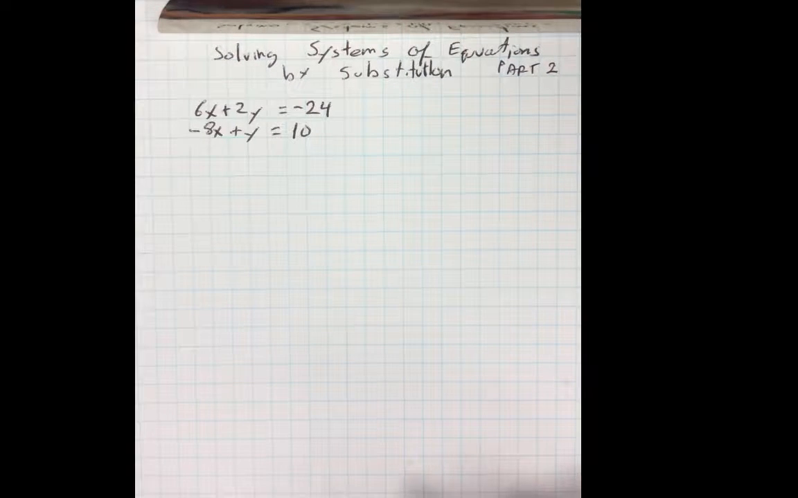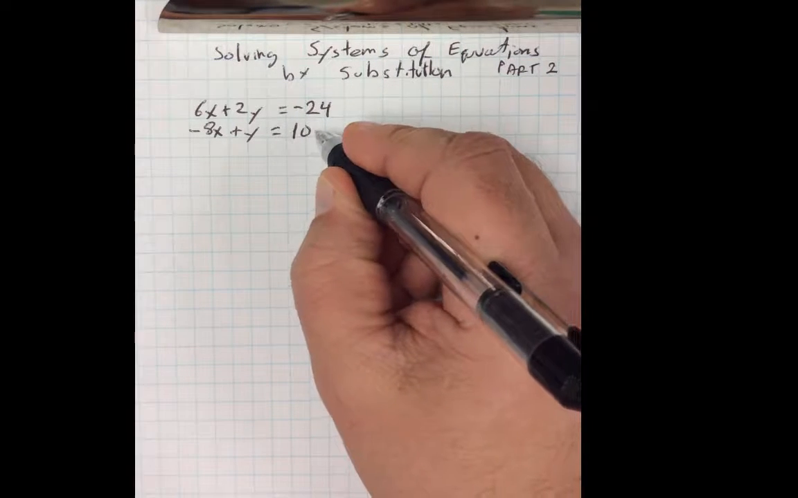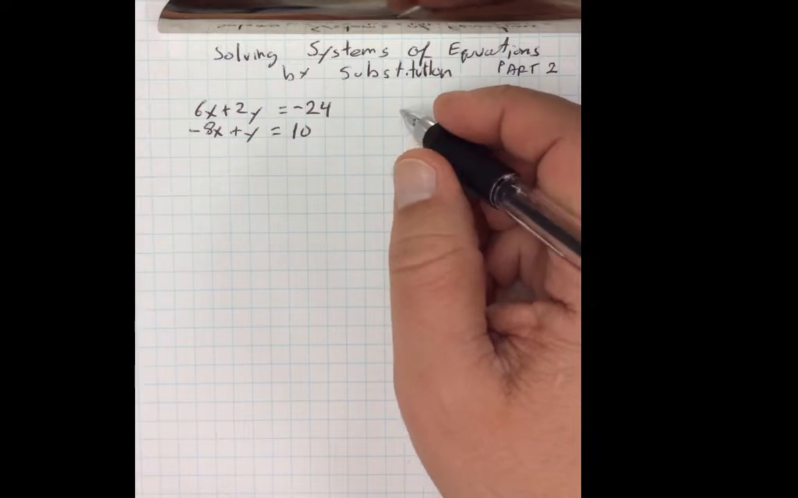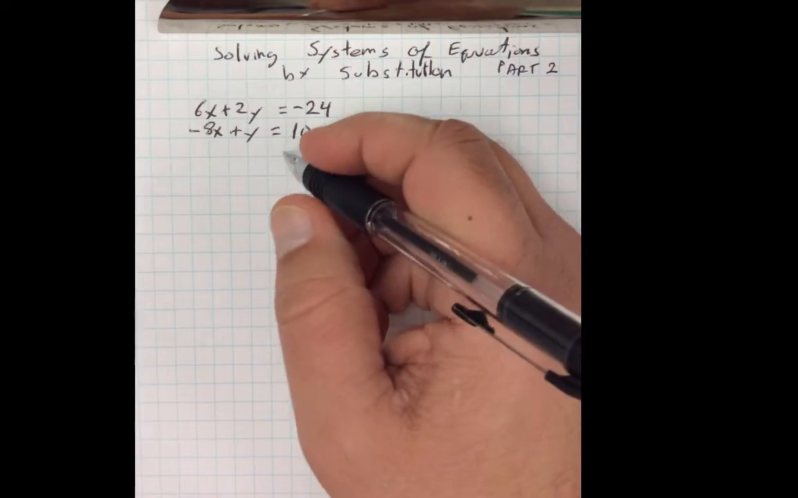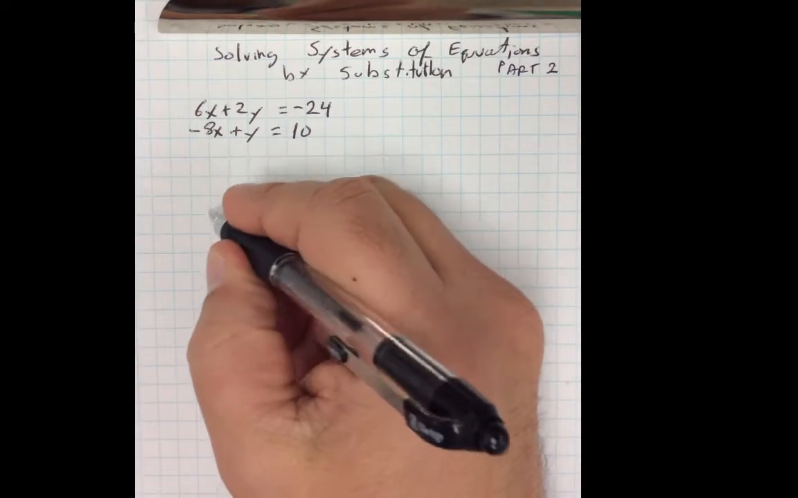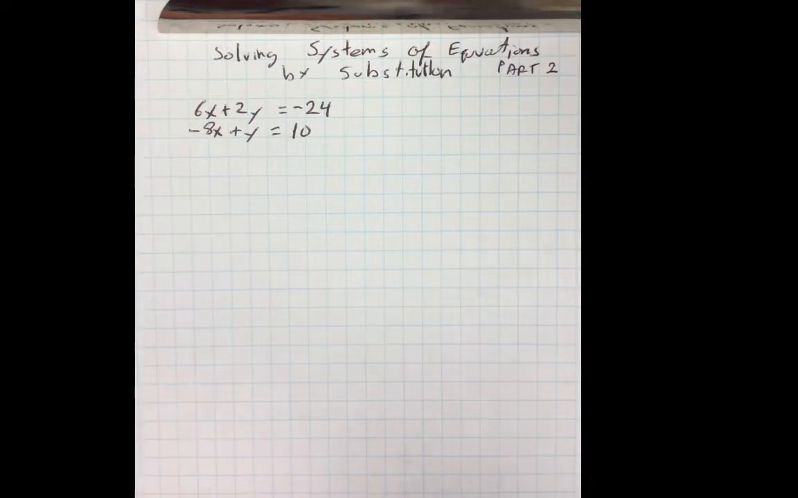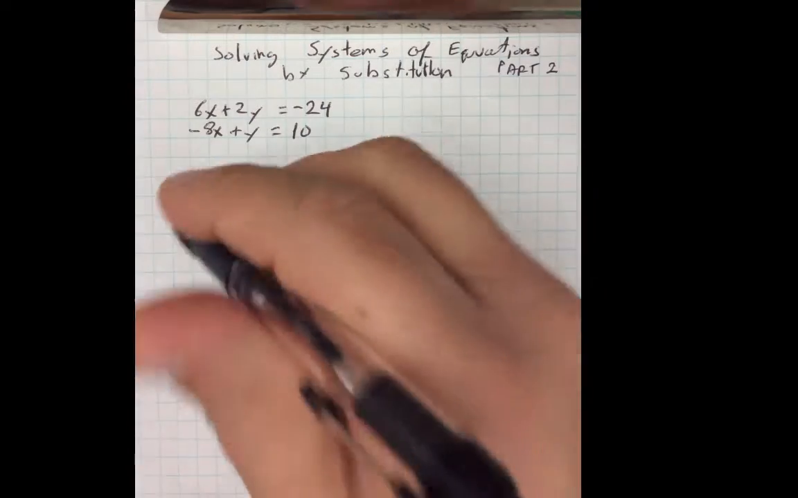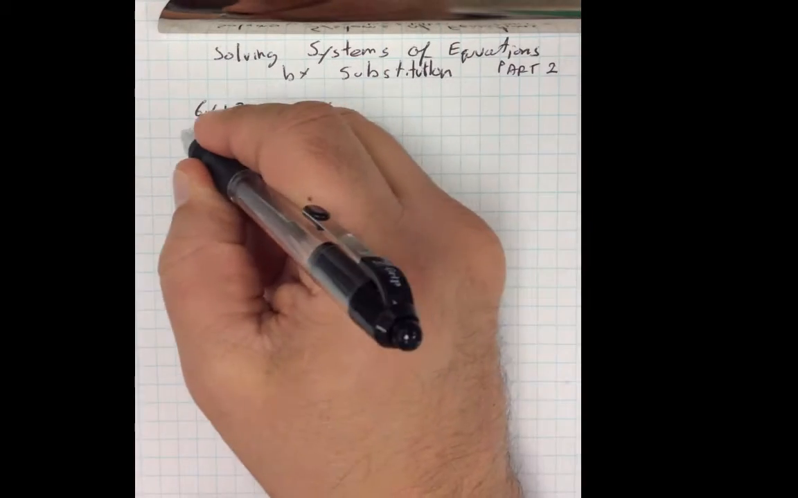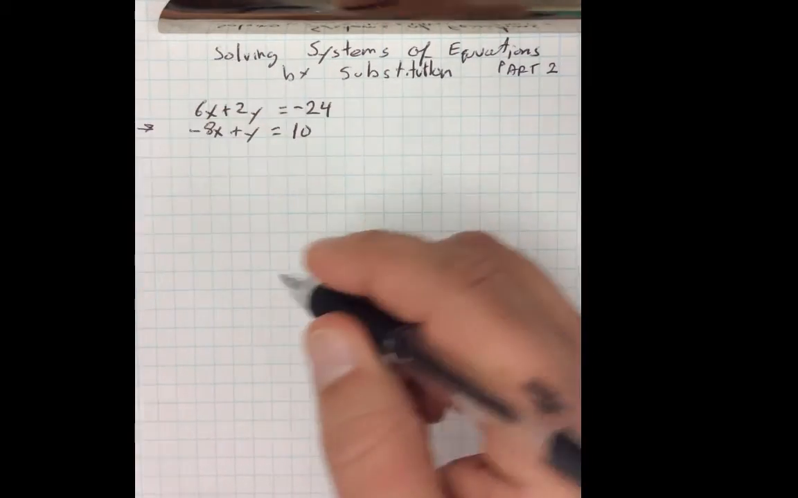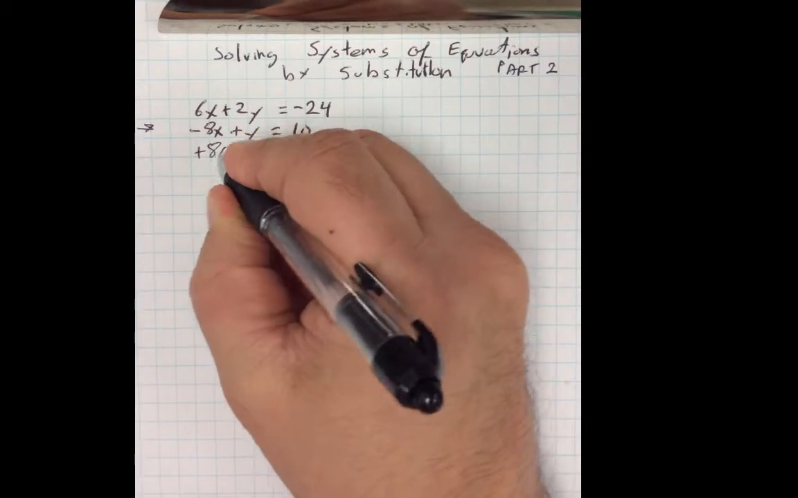Now I'm actually going to take this second equation and solve it for y, which means I want to end up with y equals something on the left, and then the rest of the stuff on the right. So I'm starting with this equation here. I'm going to add 8x to both sides.